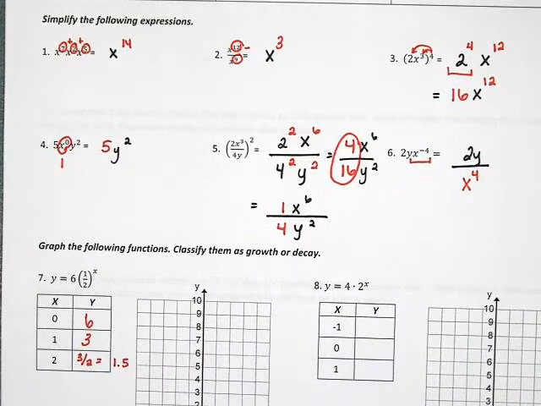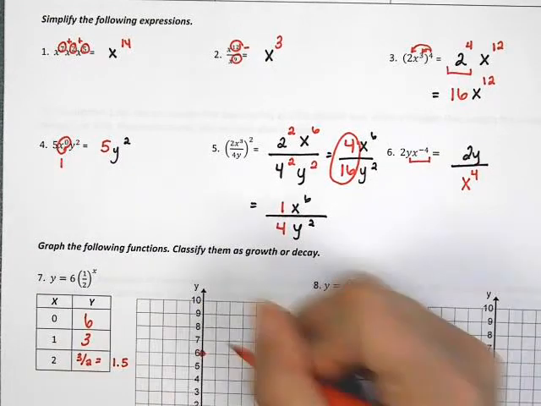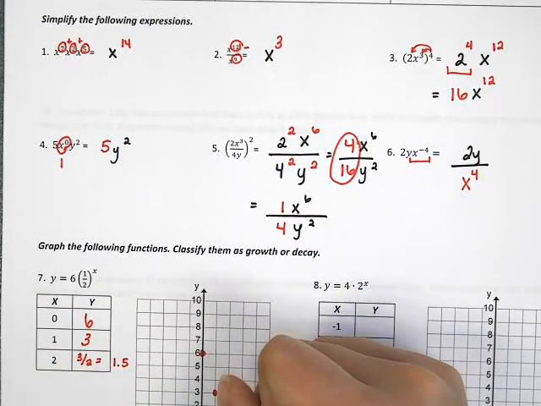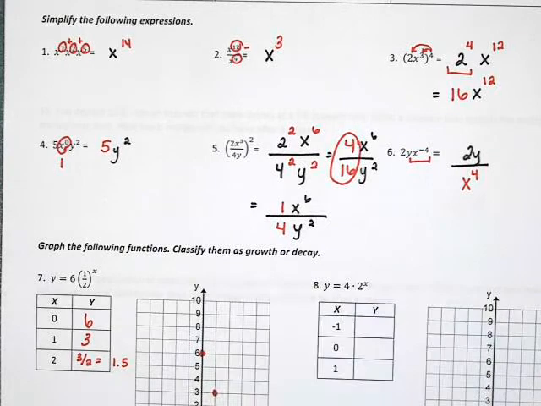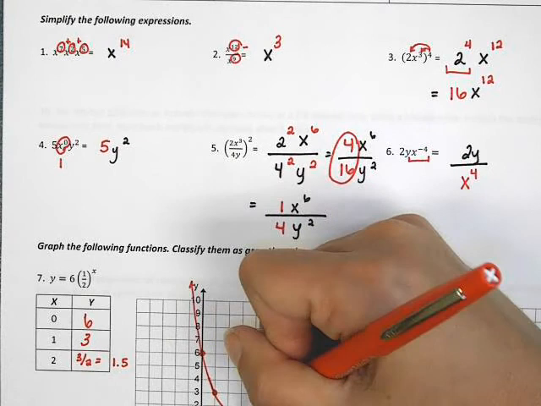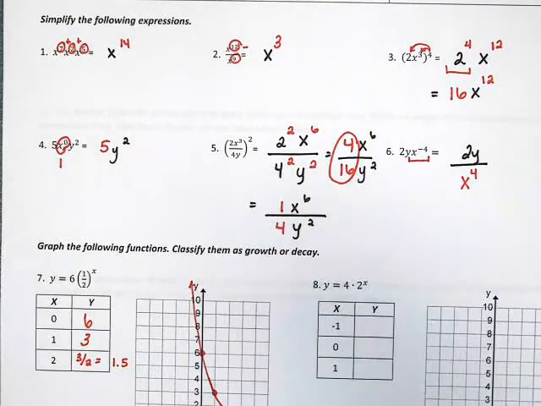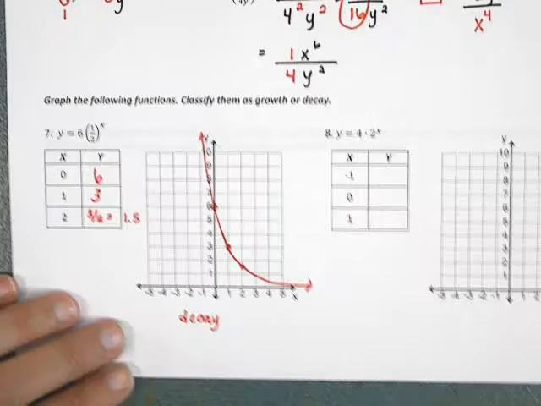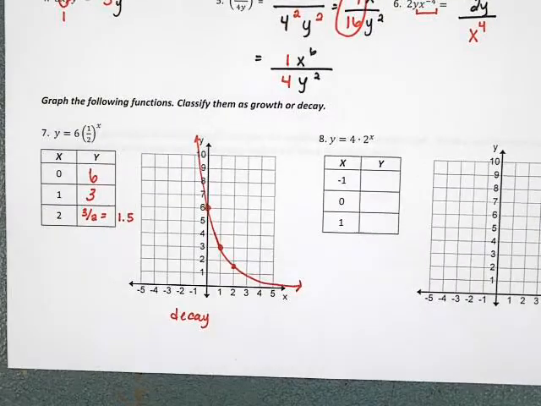Now I'm going to graph these points. So (0, 6), (1, 3), (2, 1.5). And we said exponent graphs look like airplanes taking off or airplanes landing. And this would be a decay graph because it's going downhill, closer to the x-axis.